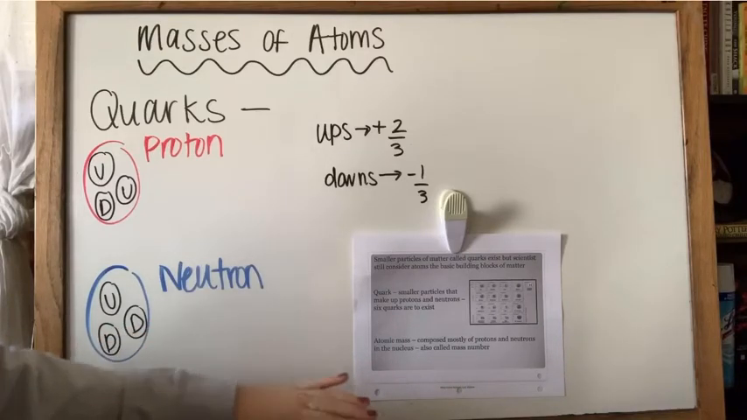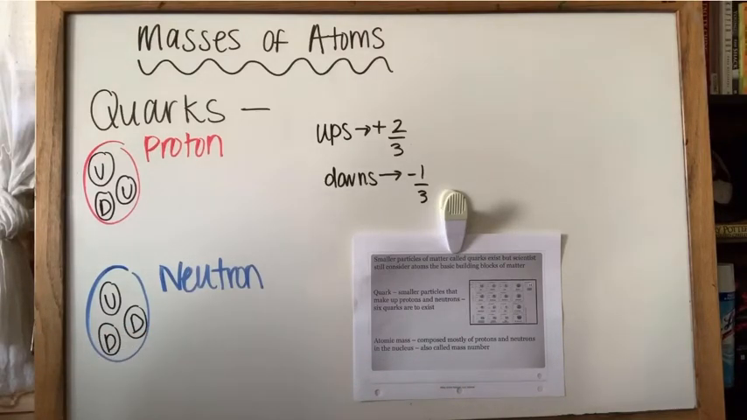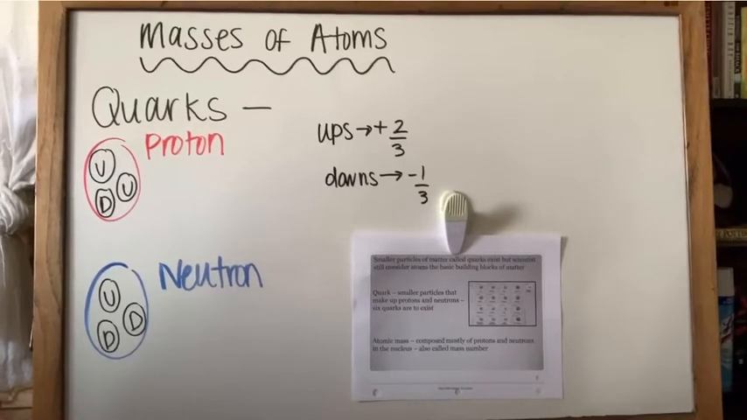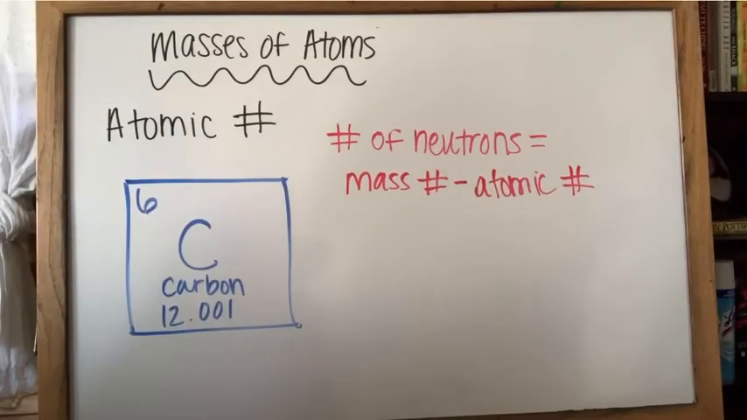So atomic mass is composed mostly of protons and neutrons in the nucleus, and it is also called our mass number. And we will be looking at atomic mass and mass number coming up, what it looks like on the periodic table within each of the elements. Okay, so now we are going to be moving on to atomic number. Like I said, this is going to be very important when it comes to navigating our periodic table.